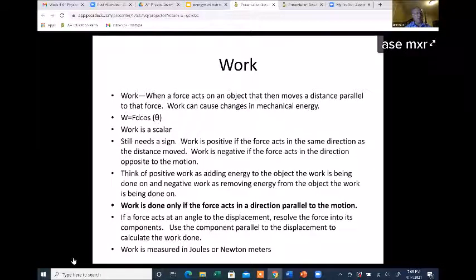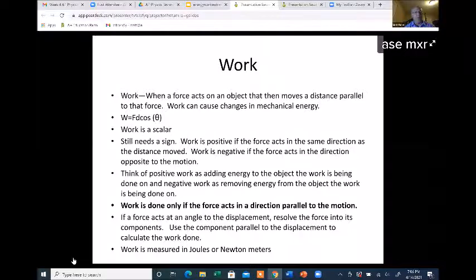Work is a scalar, so it's just about magnitude, but it still needs a sign. The sign here is not so much about direction. Work is positive if the force acts in the same direction as the distance that the object moves, the direction that it moves in. And work is negative if the force acts in the direction opposite of the motion.